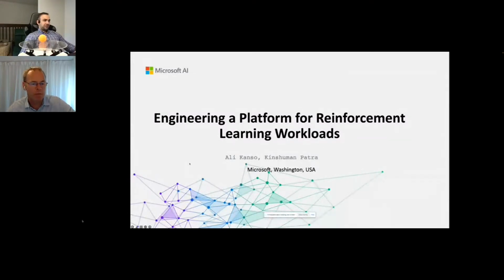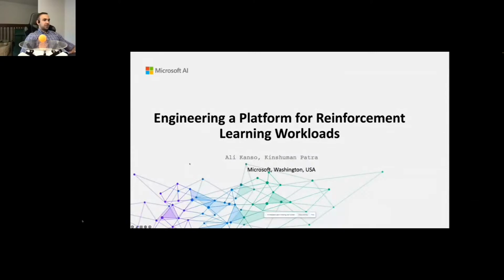Let's go. Perfect. So I previously showed just a simple machine doing some ball balancing on a plate. I hope everyone remembers that, but this is just to explain how this was done. So let me introduce myself. My name is Ali Kanso. I'm a principal engineer at Microsoft. This work is done in collaboration with my manager, Kenshuman Patra.